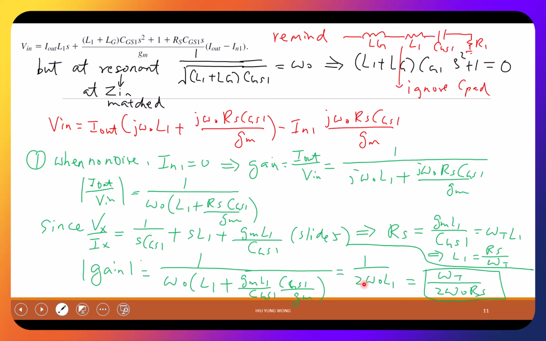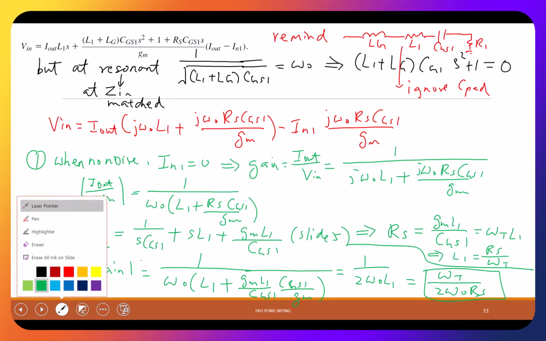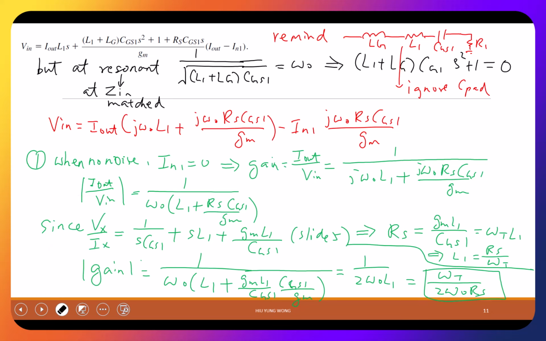So I actually should not replace it by L1. Actually, I should just use CGS divided by GM, which is equal to omega t. You don't get it? Okay, so let me redo it. I'm very sorry for all this confusion. Let me redo it, then it will be clearer. I will get the same answer. I went through a route that is confusing to you.